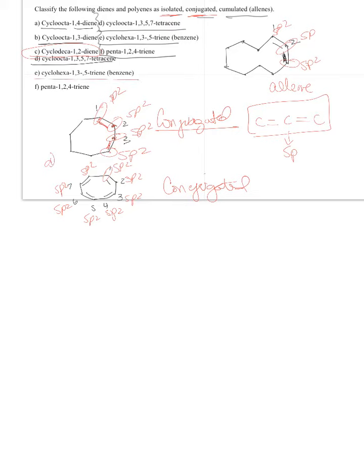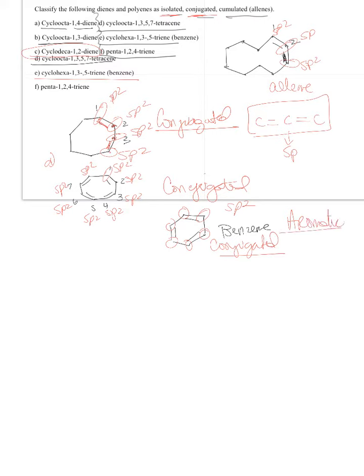Okay, let's do E. Cyclohexa, so a 6-membered ring. 1, 3, 5. So this is benzene. And benzene is definitely conjugated. You'll see that each one of these is sp2 hybridized. So that is definitely a conjugated system. And in the next chapter we'll even talk about how it's further classified as an aromatic compound.